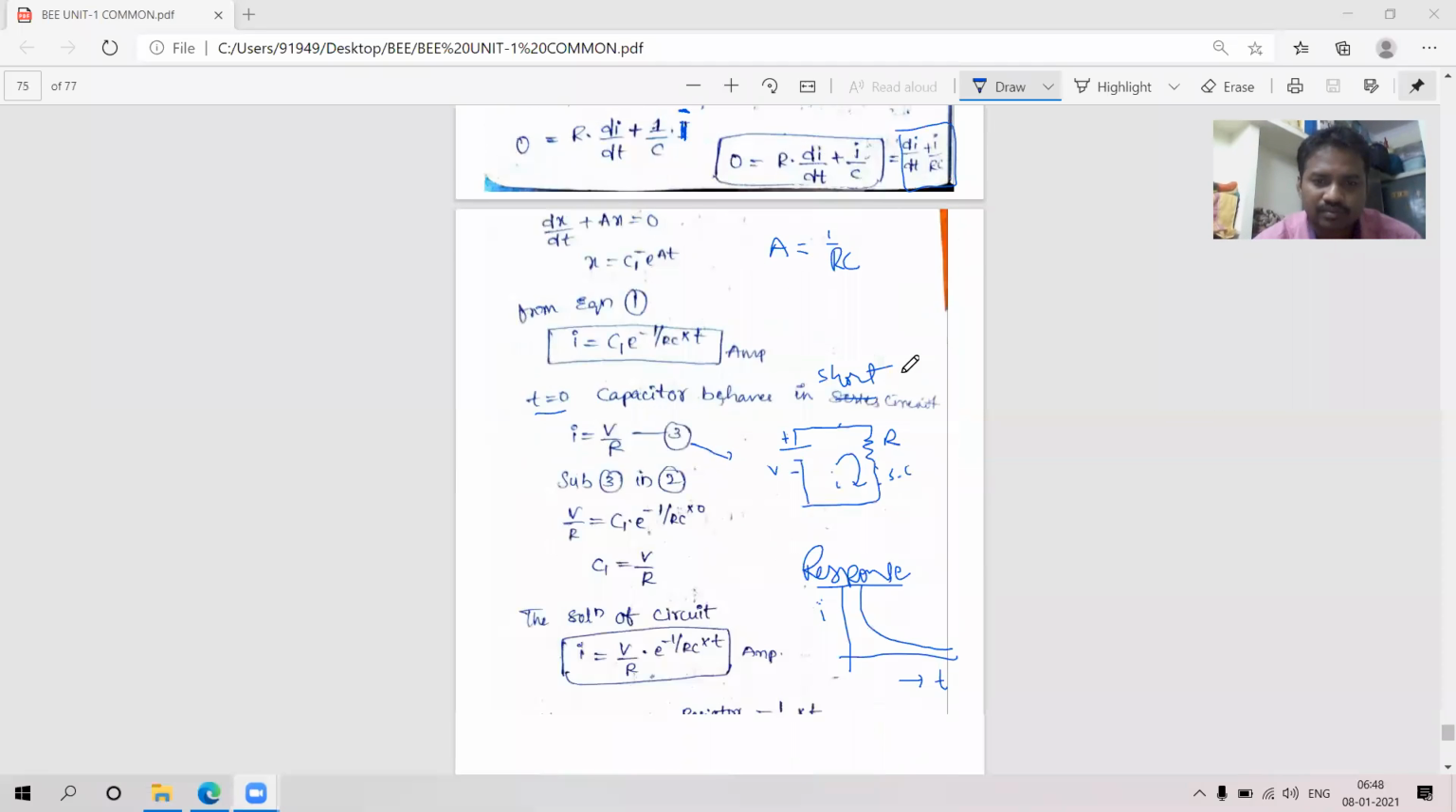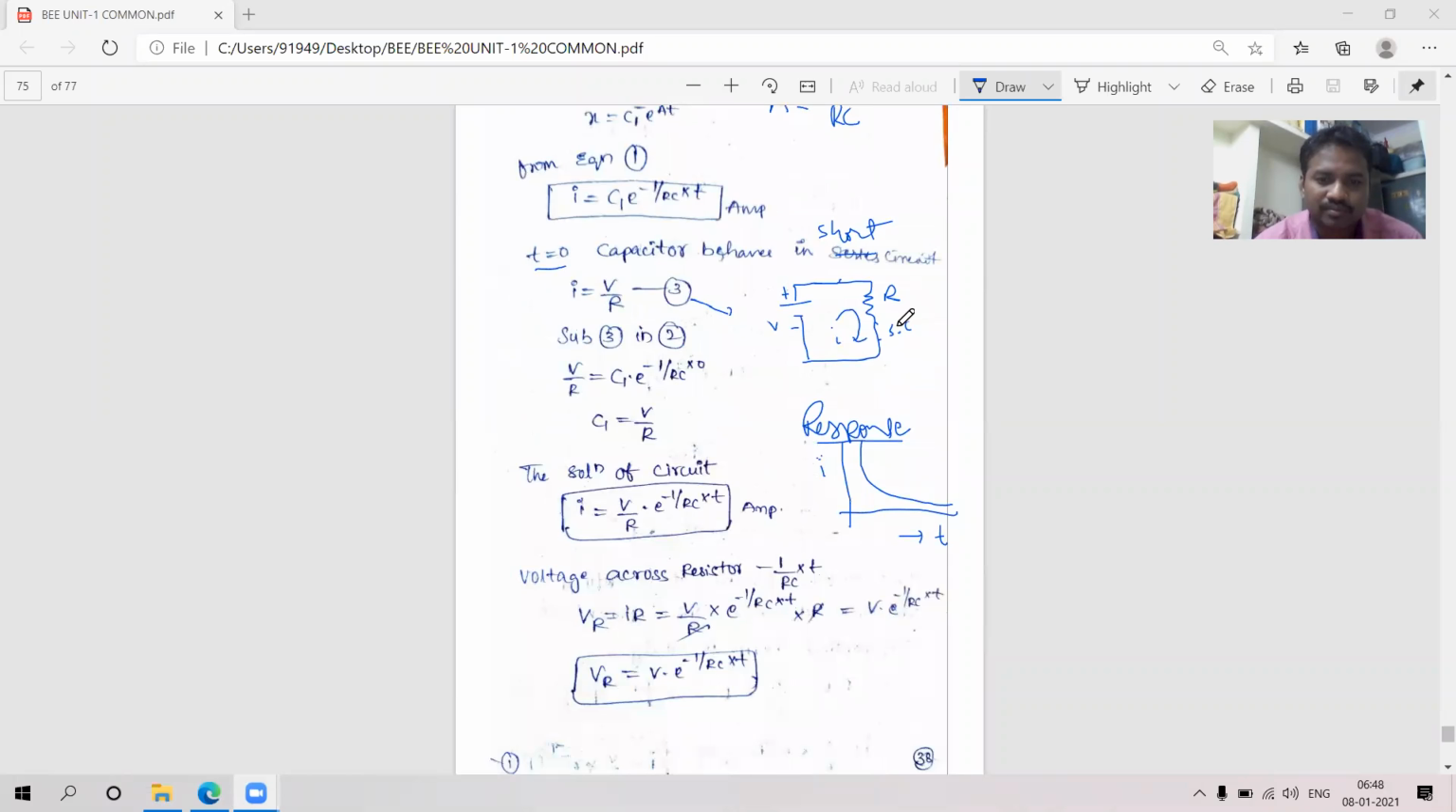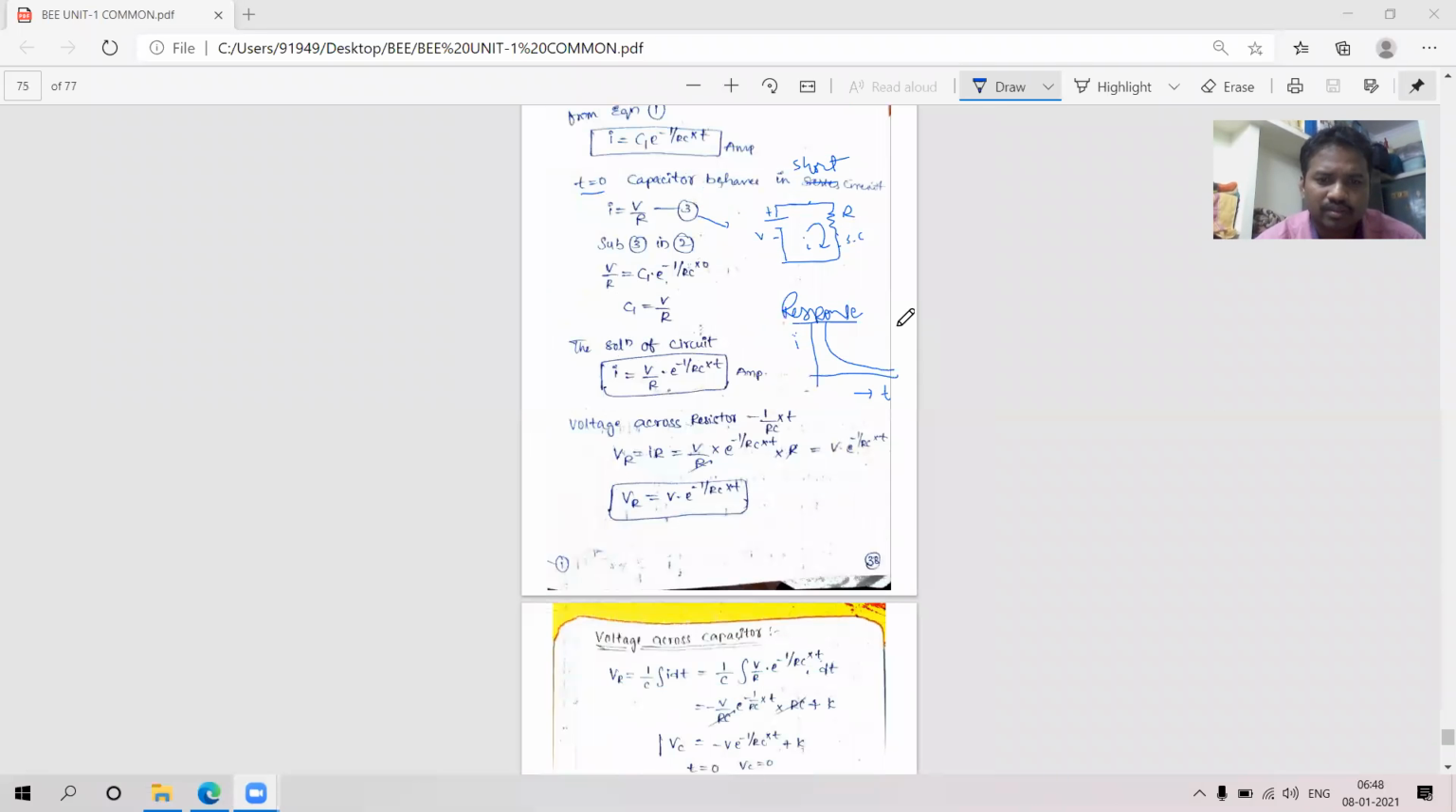Here you can observe that I is equal to V by R. When you are substituting, I is replaced by V by R, C1 e power of minus 1 by RC into T. And what is T here? T is equal to 0 case. That is why T is replaced by 0. E power of 0 is what? 1. So this term is C1 only.